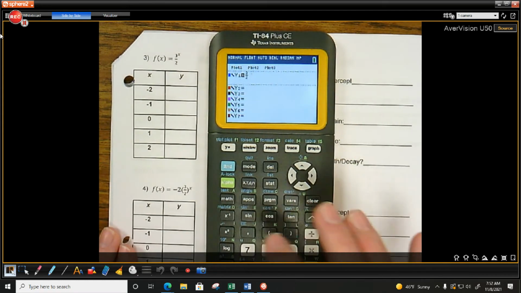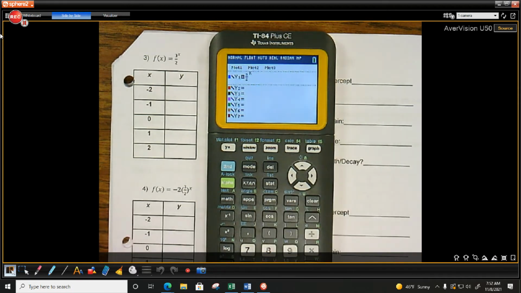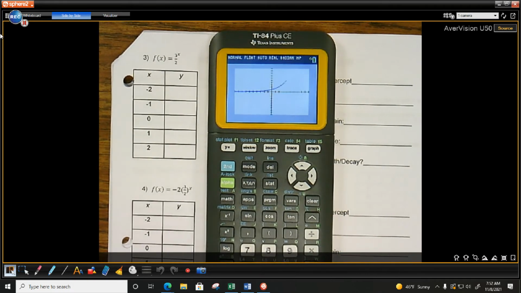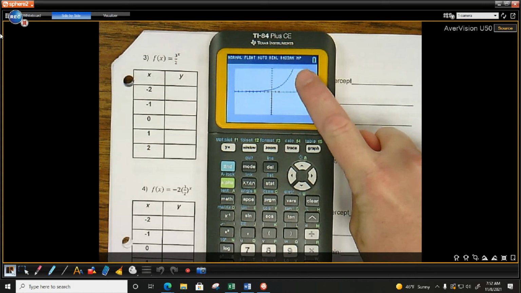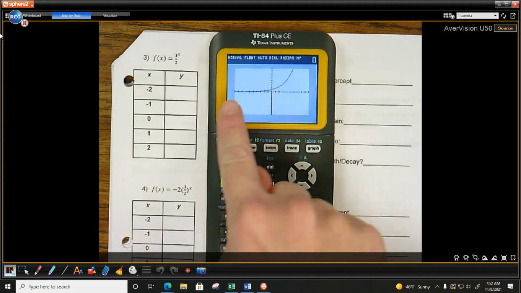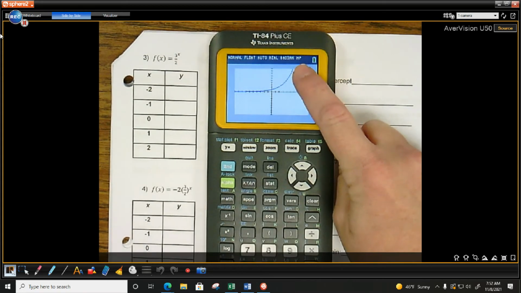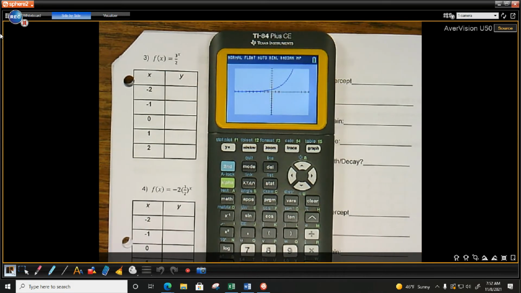So 3/2 raised to the x power. Again, I always like to graph it to get a visual of what it's going to look like. So that's what my curve's going to look like. Is this going up or down on the right? Up. It's flatlining on the left and going far away from the y-axis on the right. So is this going to be a growth or a decay? It's going to be a growth. Very good. Okay, so let's go to our table.